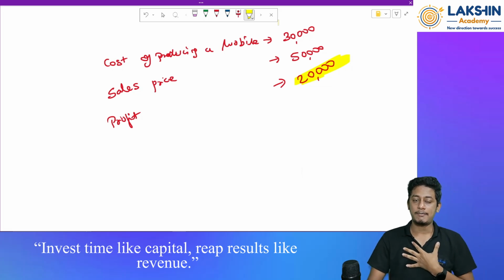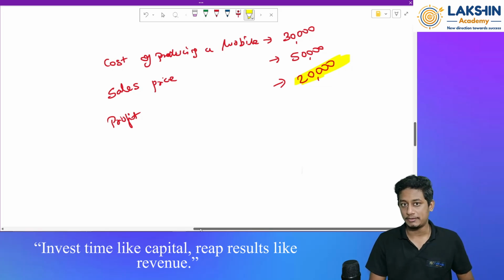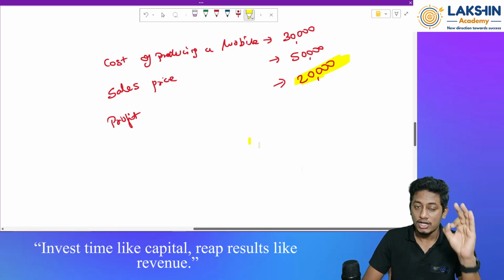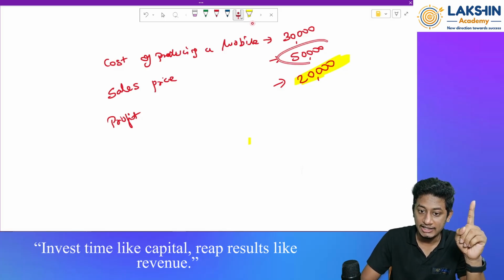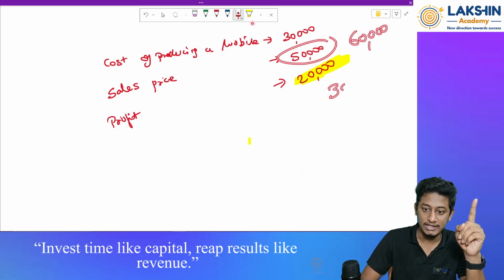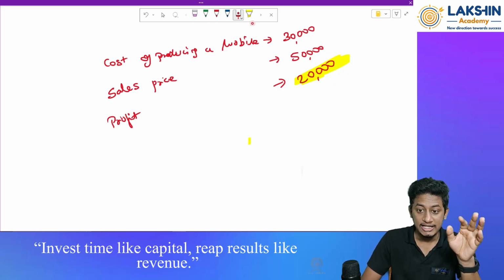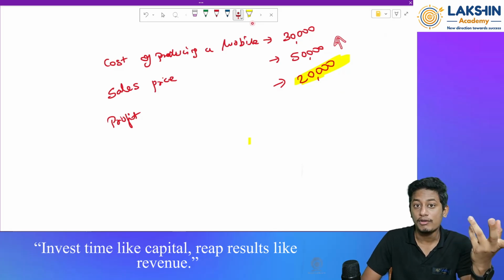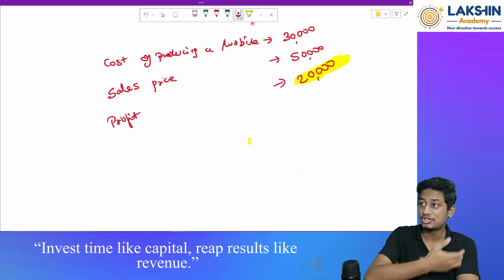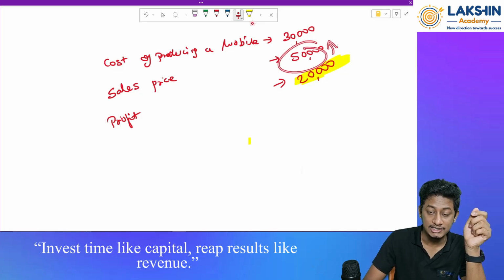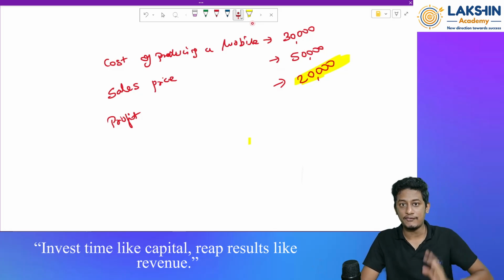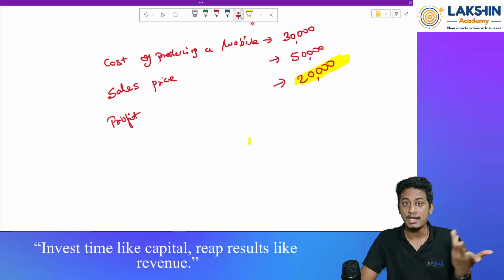Now I, as management, think that I need to increase the profit. So what are the ways in which I can increase the profit? First, I can increase the sale price to rupees 60,000. My profit will increase by rupees 30,000. But if I increase the value of sales, what will happen? In the mobile phone market, there is so much competition. So tomorrow, if I increase the value of my sales, people will buy different phones. They will not buy my phone. Why? It is costly now.